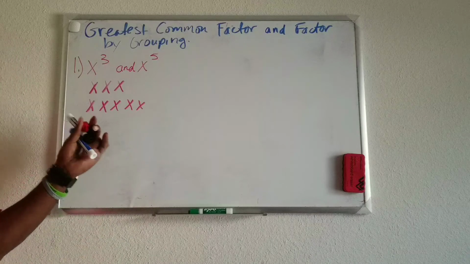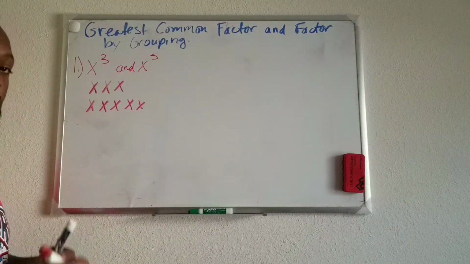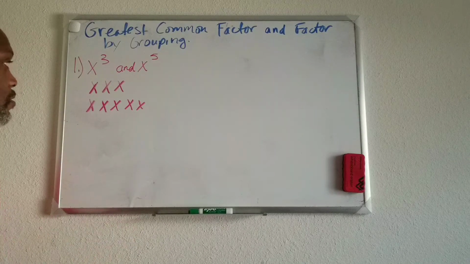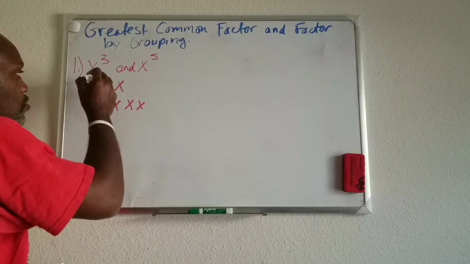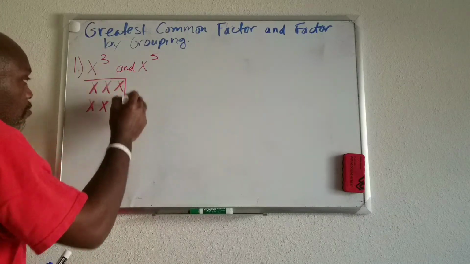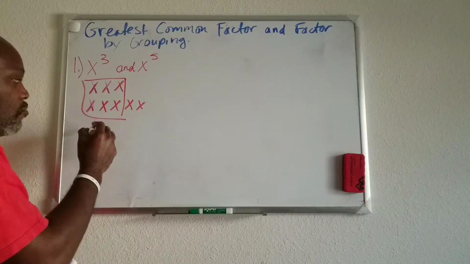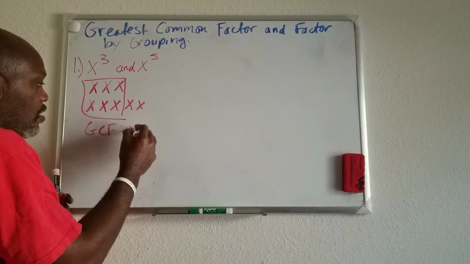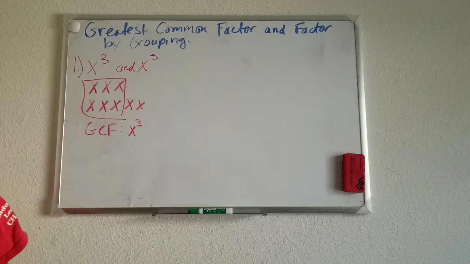Now the question is, what's the greatest common factor? The greatest common factor simply means what's the most amount of the same that we can pull out, or in this case, divide by, or factor by. So as you can see, the most that we can take out from both is 3. So the greatest common factor here is x to the third.